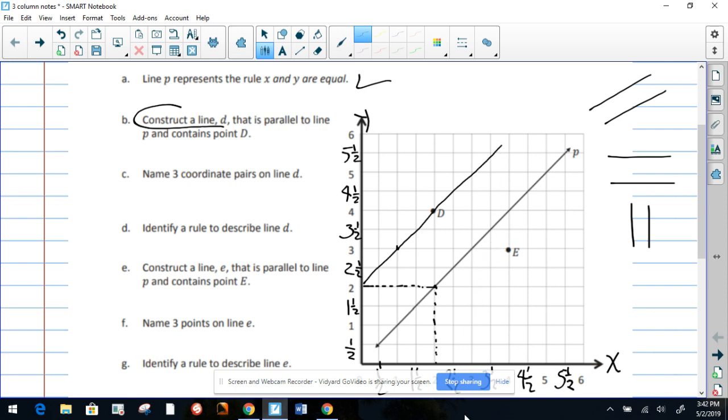So now I built that one right there, and the only thing it is asking you is to draw it or construct it. Now, our next step says to name 3 coordinate pairs on line D. So this is line D already. Let's find 3 coordinate pairs. Oh, let me label this. So on line D, which is this one right here, there's one point, here's another point.